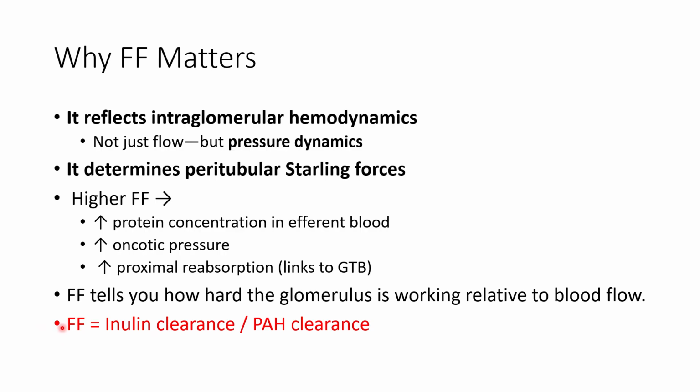Another way you can calculate FF is by inulin clearance divided by PAH clearance. Why? Because inulin is the ideal marker of GFR and PAH gives you renal plasma flow.